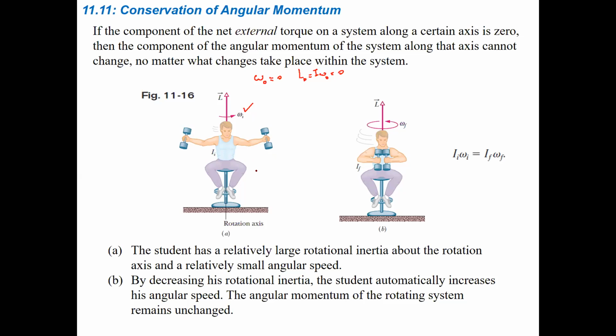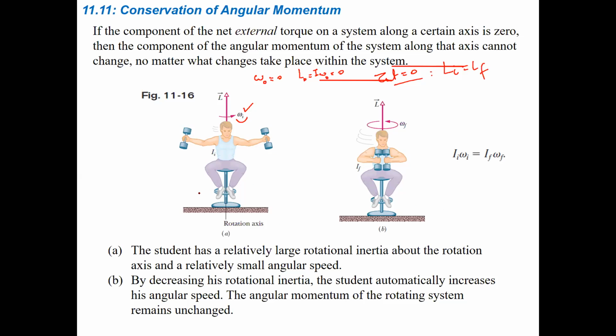For instance, you are sitting and you are holding 2 dumbbells, okay? And you are rotating with an initial angular speed, omega initial. Now, when you bring the dumbbell next to your chest, you are decreasing the moment of inertia. And therefore, you are increasing the angular speed. You will go faster, because this system which is rotating is left to itself. So net torque is equal to 0. So basically, angular momentum initial is equal to angular momentum final, conservation of angular momentum.